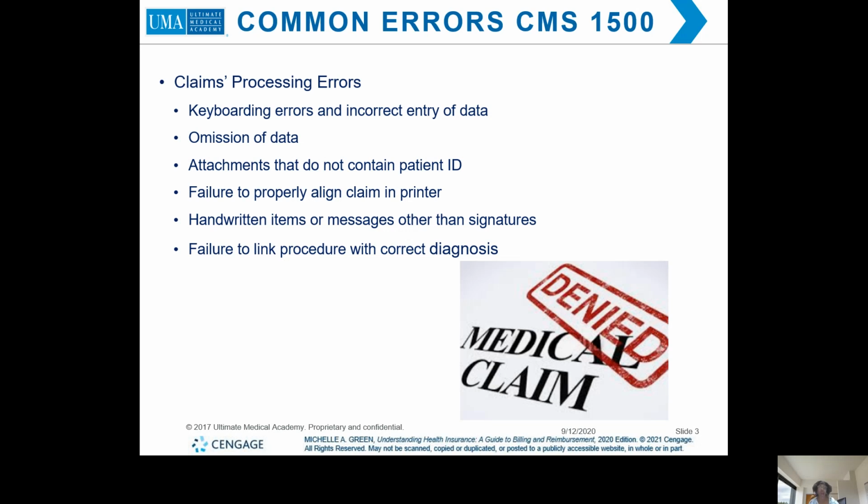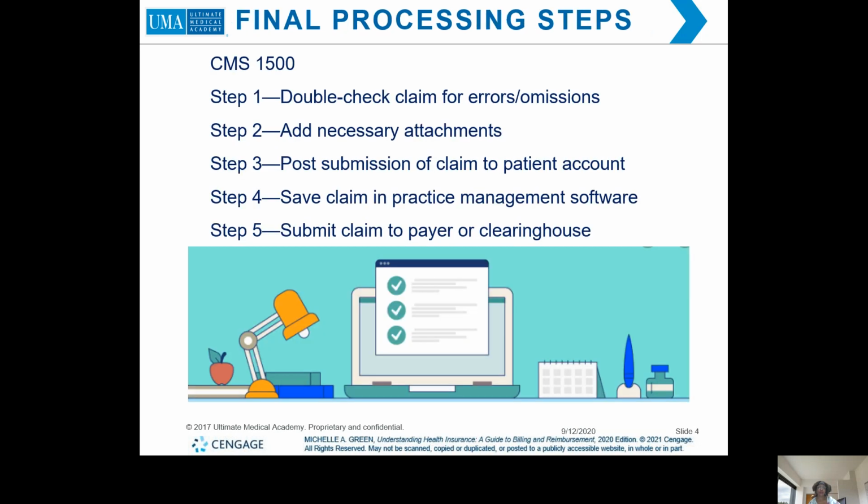multitude of career paths that you can take. Think about a career, not a job. Okay, no more jobs. There's careers that you can go up the ladder once you learn what we have to do here at UMA. So, the final steps in processing our CMS 1500.